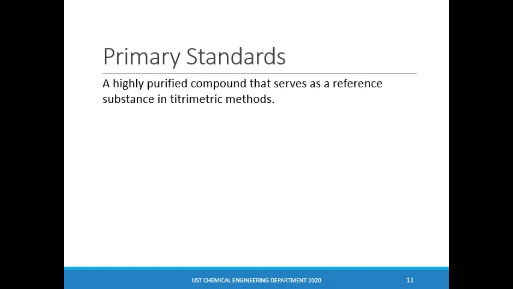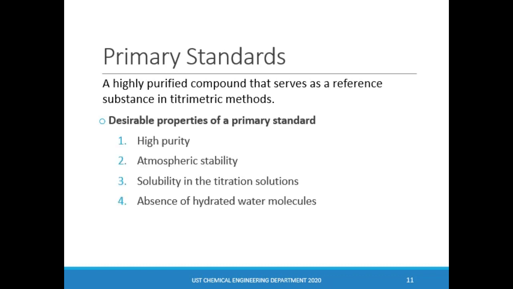Standard solutions can be classified as primary or secondary standards. A primary standard is a substance with known concentration that is used as a reference chemical to determine the unknown concentration of a different substance. Certain properties must be possessed by the primary standards. It should have high purity, stability, and solubility, and it should not contain hydrates. These factors can alter the reaction stoichiometry of the standard and the analyte.